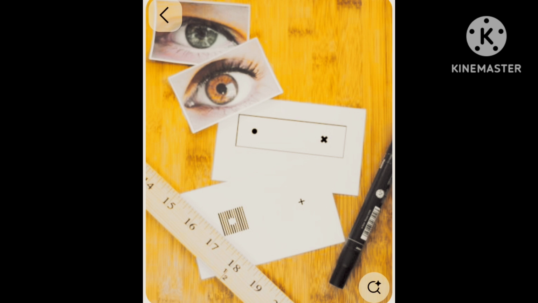Close your left eye. Look continuously at the cross. Move the sheet slowly towards you, keeping your eye on the cross. What do you find? Does the round mark disappear at some point? Now close your right eye. Look at the round mark and repeat the activity. Does the cross mark disappear? The disappearance of the cross or round mark shows that there is a point on the retina which cannot send messages to the brain when light falls on it.